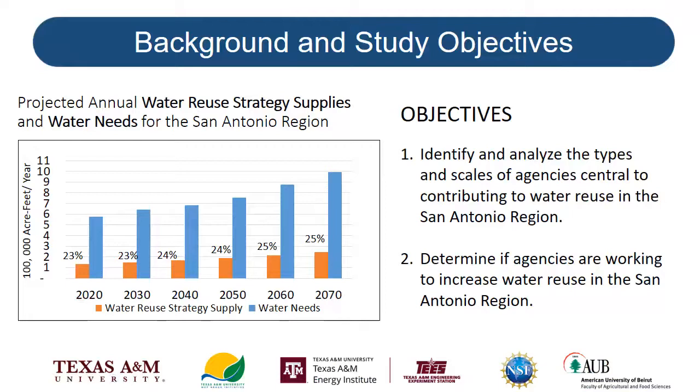So with knowing this, with quantifying this from the Texas Water Development Board, the next question was, what are we doing as policy, as governance, as water authority to make sure that we're captivating that water? And so that leads me to my objectives of my research, and that was to identify and analyze the types of agencies that are contributing to water reuse, and also determining if these agencies are working with the State Water Board to develop this as a resource.